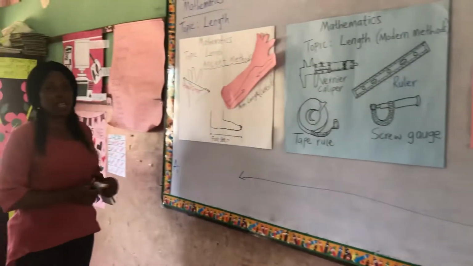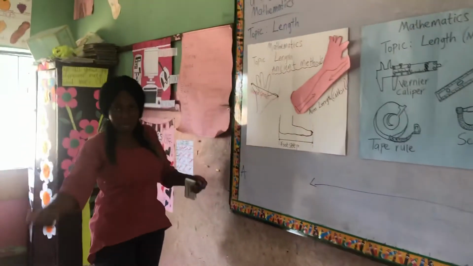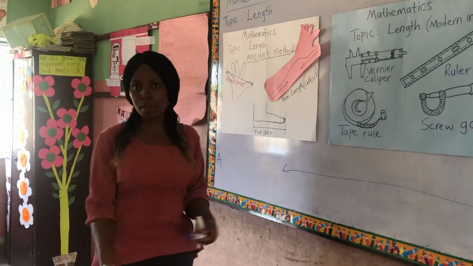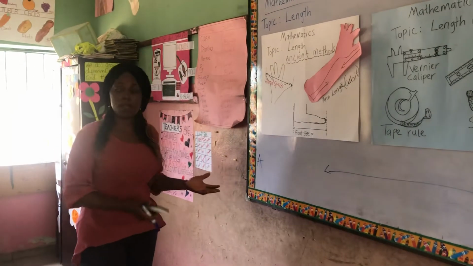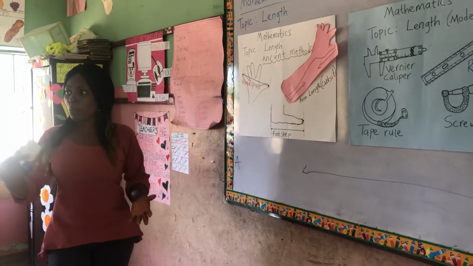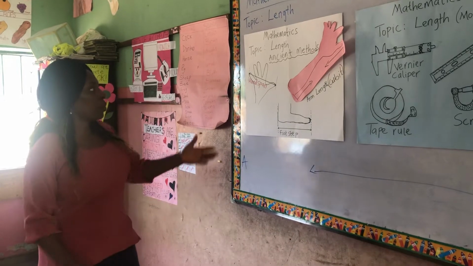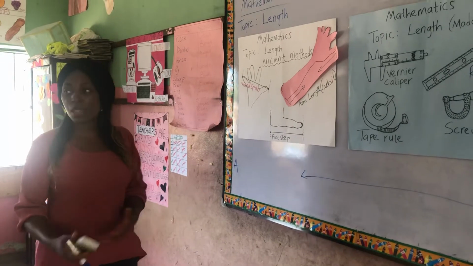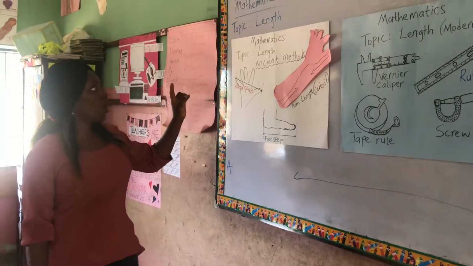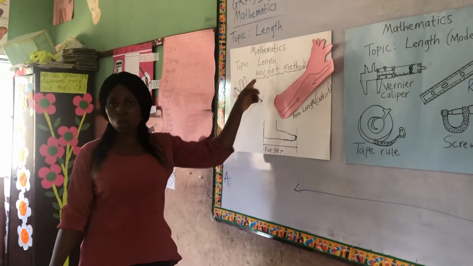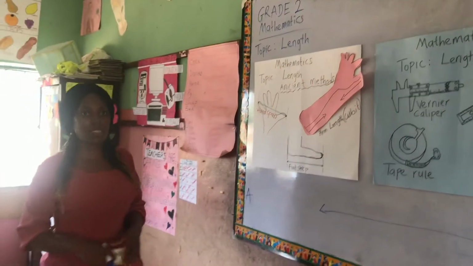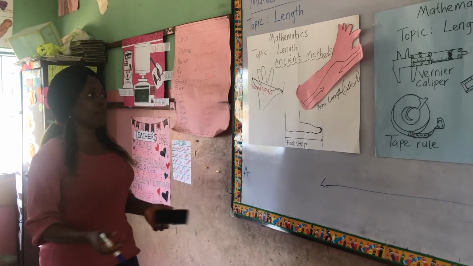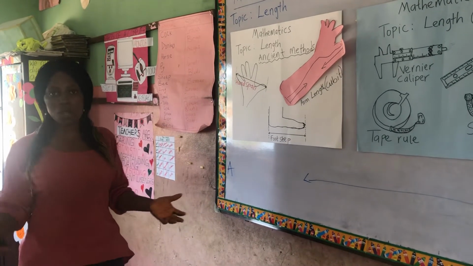Length. It can also be the distance between my toe or my foot and my head. That's length also. So length can be measured as height, breadth, or width. So what we are looking at here are the methods of measuring length. We have the ancient methods or the olden days method. That's the methods our forefathers used in measuring length when there was no technology.